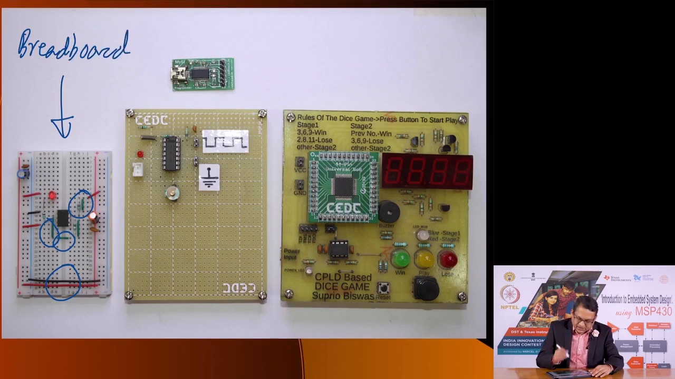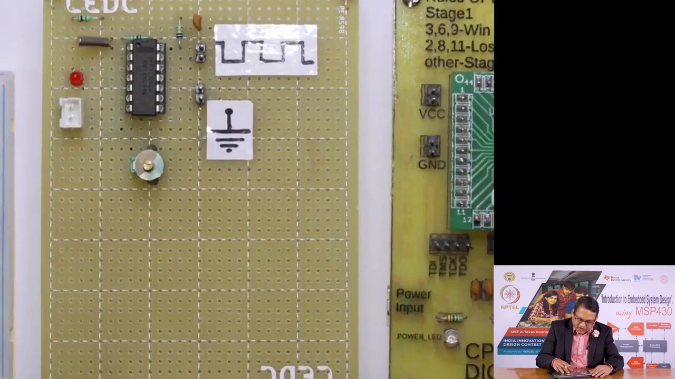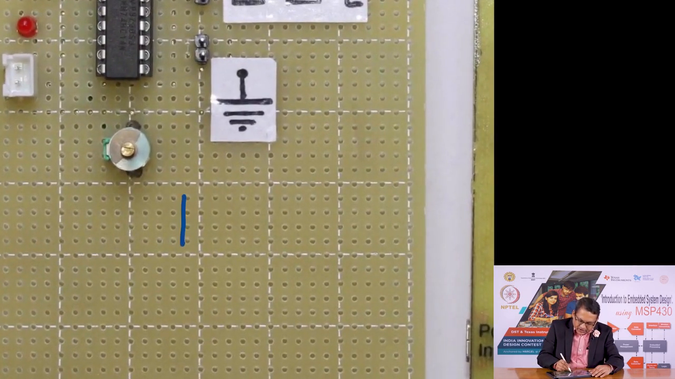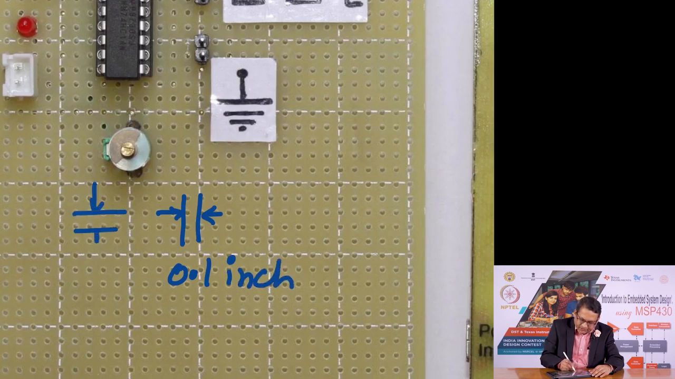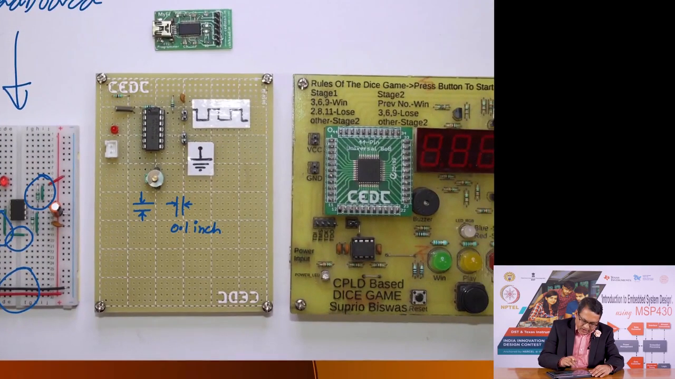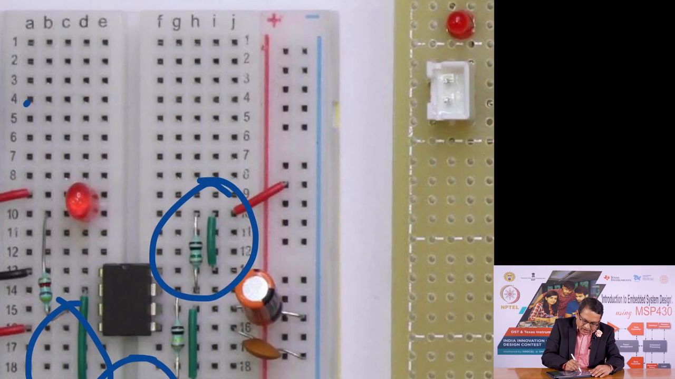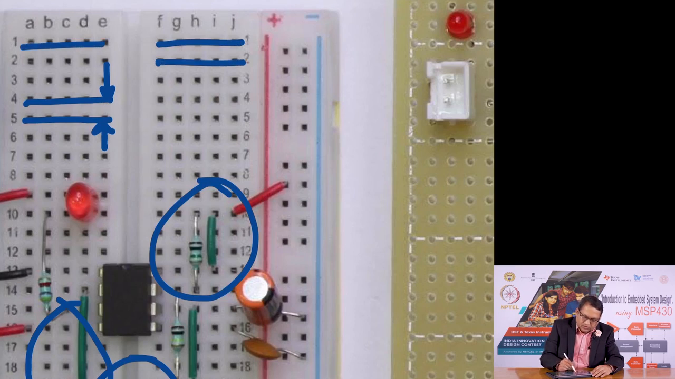The second method is the zero board, and as you see, if I zoom this up, there are holes in both directions, and the spacing of these holes is 0.1 inch in either direction. The spacing is uniform. This is the same spacing that you would get even on a breadboard. Here you see these are all connected together, and the separation between these two tracks is 0.1 inch. And similarly, you have this, and so on. Each of these holes is 0.1 inch apart.